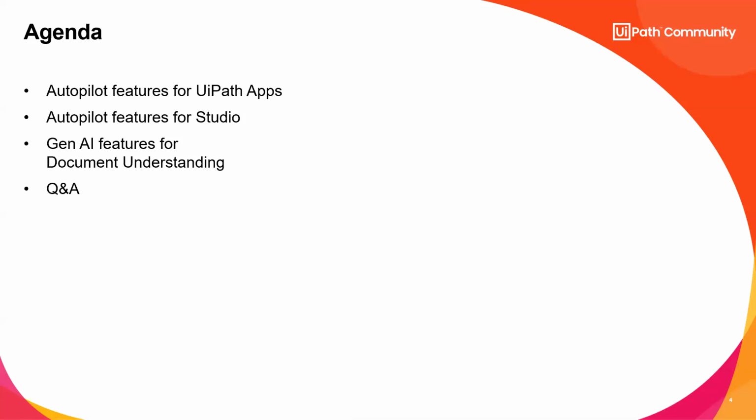So today's agenda: we are going to explain the UiPath Apps features about autopilot. The next one is the autopilot feature for Studio. Studio means desktop Studio. And the next one is the feature we released for Document Understanding, the Gen AI capability. There is another session also planned for Document Understanding at the end, where we will be covering the modern design, the cloud part of it. So in today's session, we will only be covering the Studio part of it.